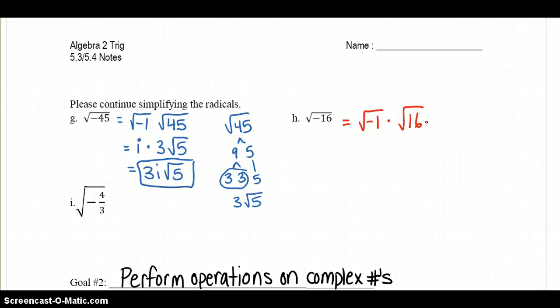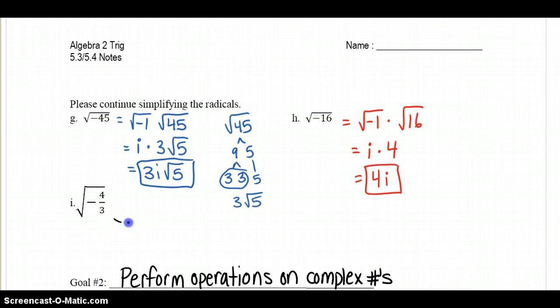So I apologize for the wording. That's probably confusing. Let's not say pulling out a -1. Instead, let's just say we're breaking it up. And then the square root of -1, that's going to become an i. And the square root of 16, well, that is actually a perfect square, so that's just 4. But then again, I want to rewrite this so it's in the right order, so I've got 4i.